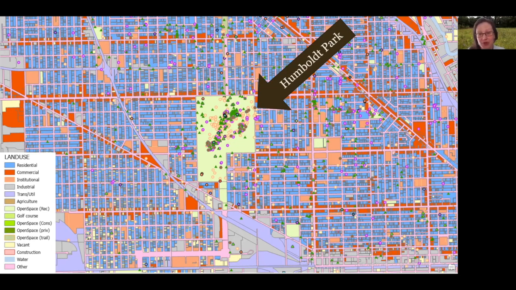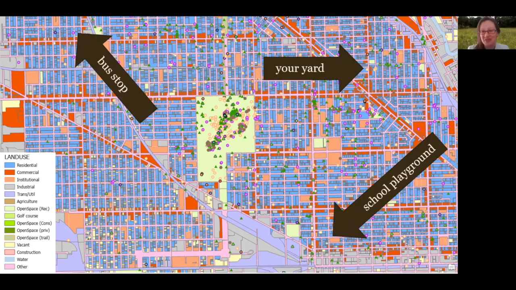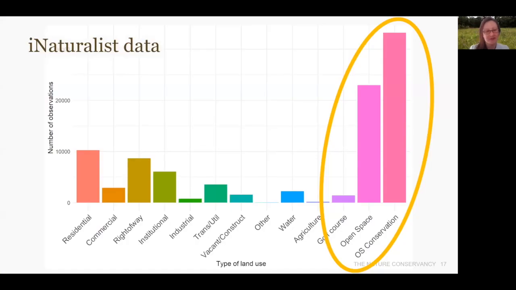Nature is in the blue and the red and the orange polygons, and we want to know how biodiversity is across the entire area. Nature is at the bus stop, it's in your yard, it's at the school or beside the church parking lot, and we need your help to continue adding observations. Every data point that goes into this set is information that helps us learn about biodiversity and helps inform our conservation planning.